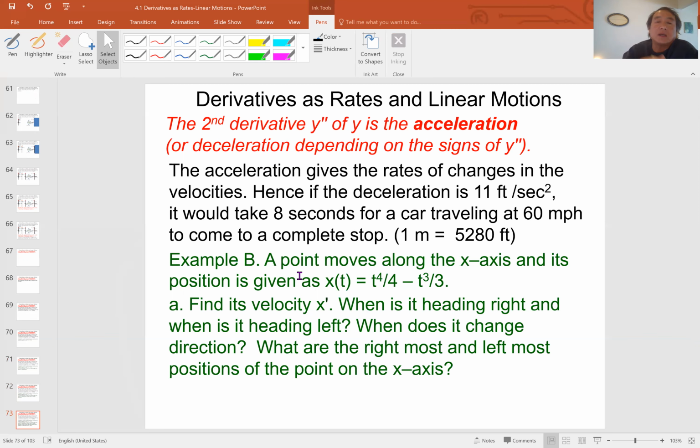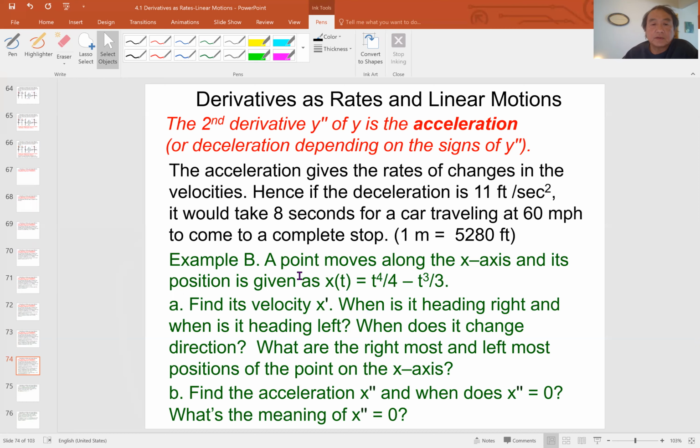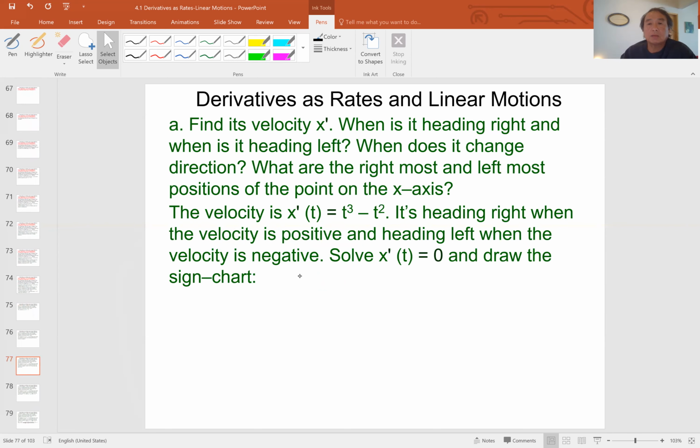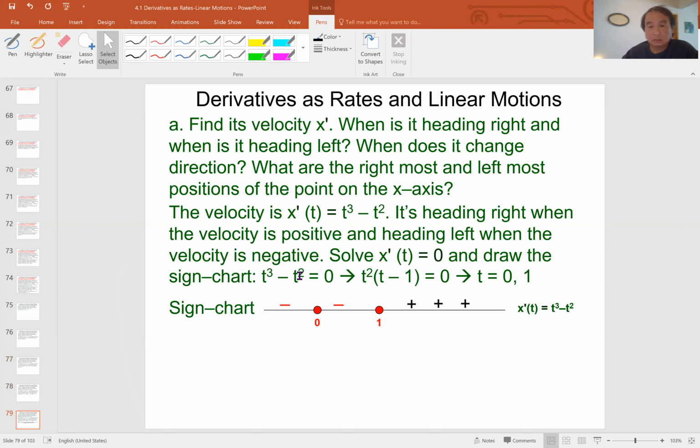Okay, and so again, this is basically a sign chart problem. We take the derivatives. So let's go through this problem. It lists some problem about the second derivative. We will talk about that shortly. So let's look at the heading right and heading left. Take the derivatives, draw the sign chart. Here's a sign chart.